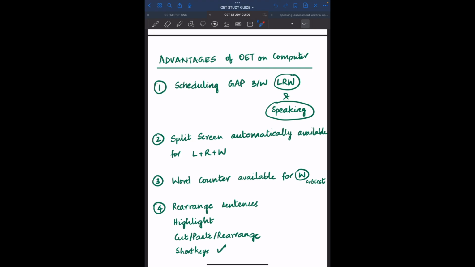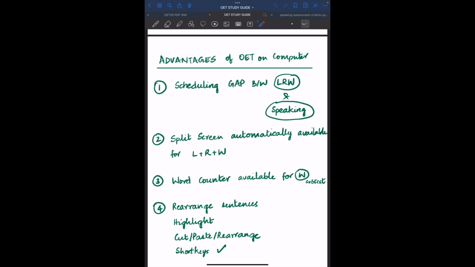So when you schedule the exam for the first time, make sure you have a gap of however much you need. The OET booking website will tell you how many days before or after the LRW you can schedule your speaking subtest. So make sure you check those dates.